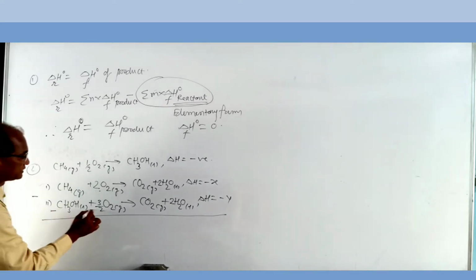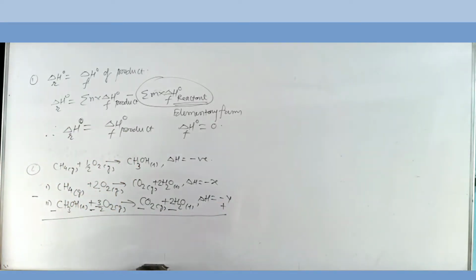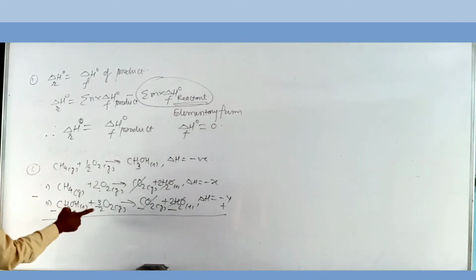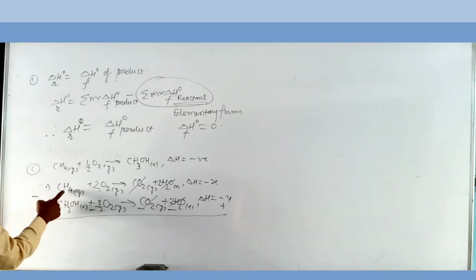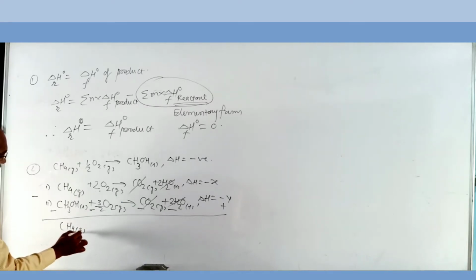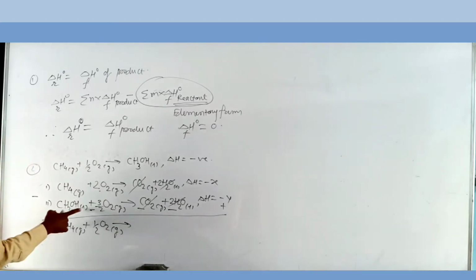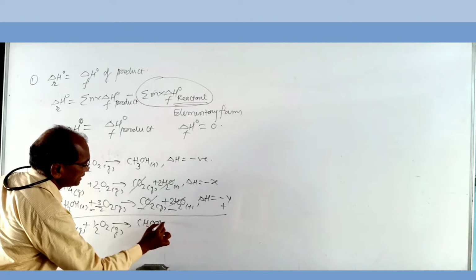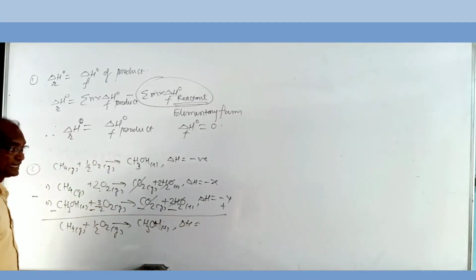Positive becomes negative, negative becomes positive. Right? Cancel the common terms. CO2, CO2, H2O, H2O get cancelled. Then 3/2 O2 means 1.5. 2 minus 1.5, half O2 remains. Then CH4 gas plus half O2 gas, which gives rise to CH3OH liquid. CH3OH is negative on the reactant side. Transfer it to the right side, it becomes positive. CH3OH liquid, and delta H value is negative.